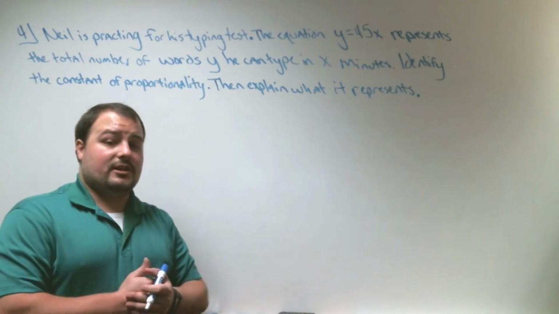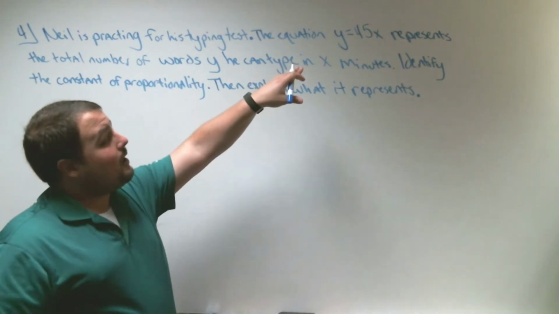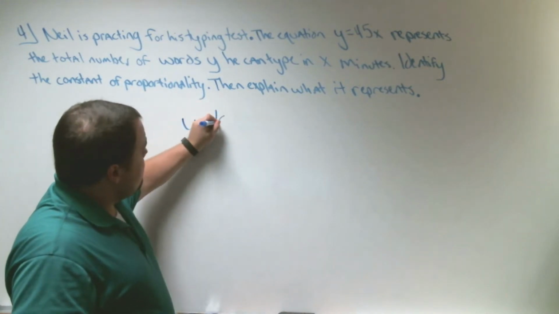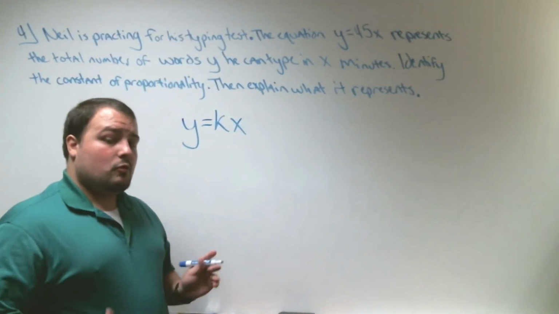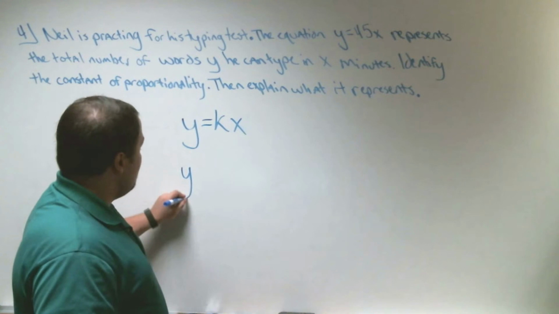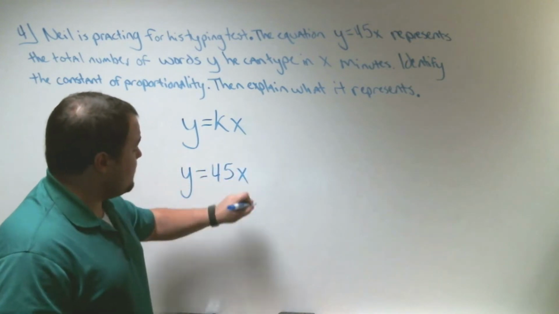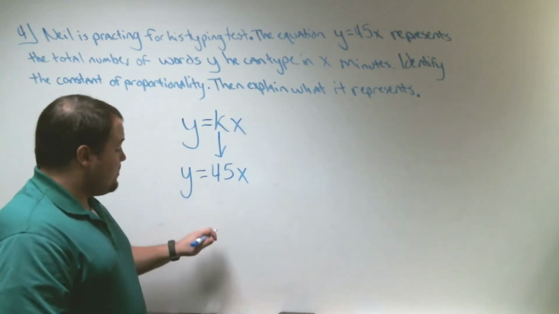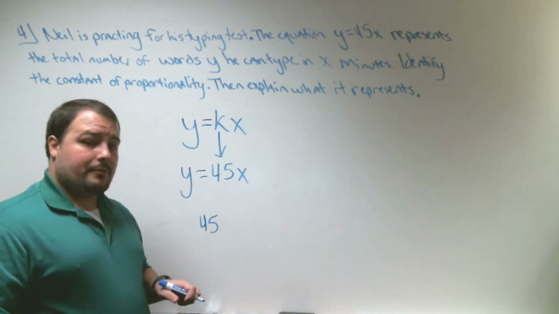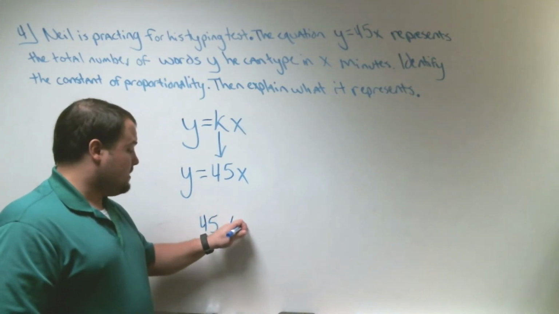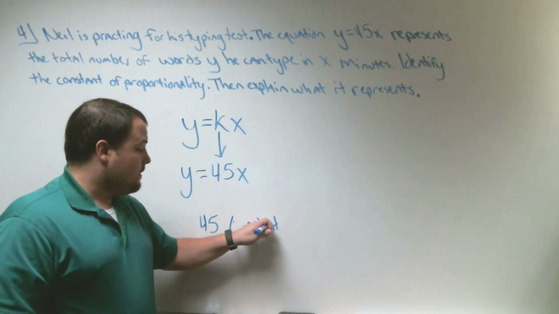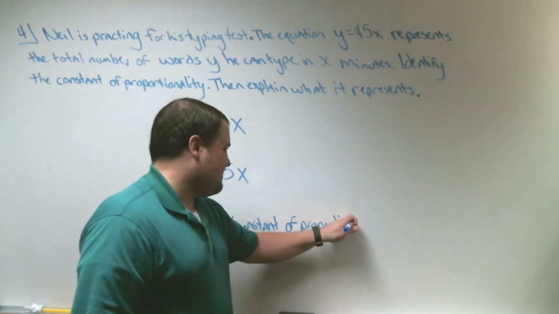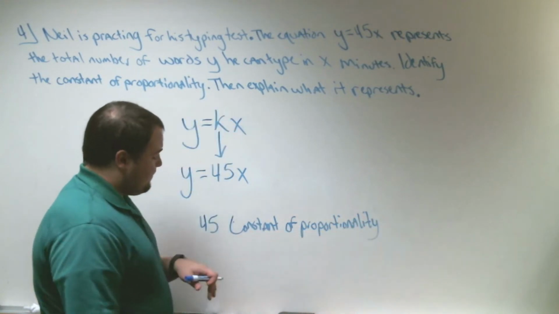So again, our job is to figure out the constant of proportionality. Well, looking at that, it says y equals 45x. That's kind of like the equation we were talking about earlier, the direct variation equation. It's y equals kx. So again, what we've got to figure out is what's in the spot of k. Y equals 45x is what they give us. So 45 is in the spot of k. So that means that 45 is my constant of proportionality. So we can put constant of proportionality, we have our constant of proportionality.